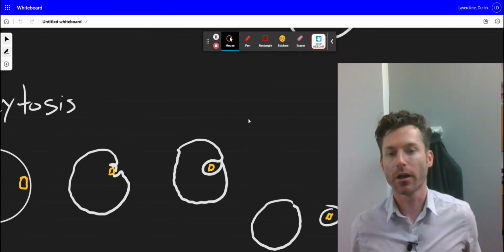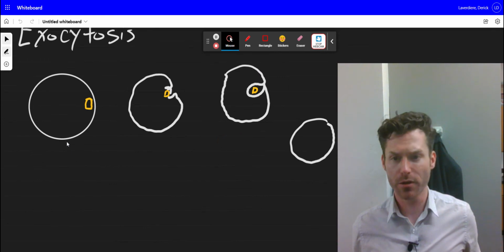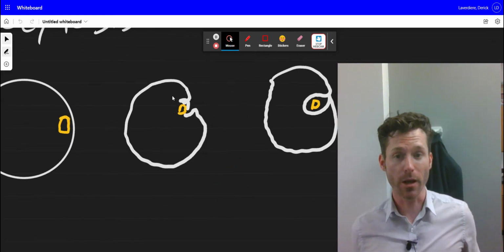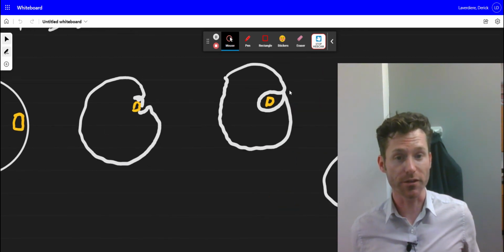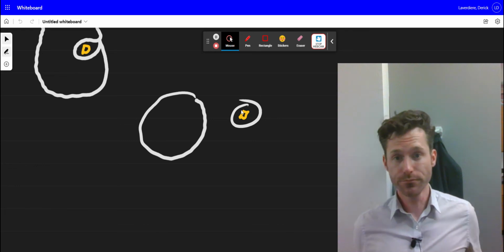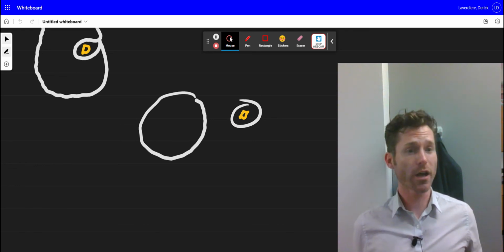There you go. Exocytosis, same idea, but backwards. I have a large molecule inside the cell. I want to get it out. It bumps up against the cell membrane. It gets wrapped up in the cell membrane, and then it gets spit out in a vesicle. Cool. So those are all of our mechanisms of transport.